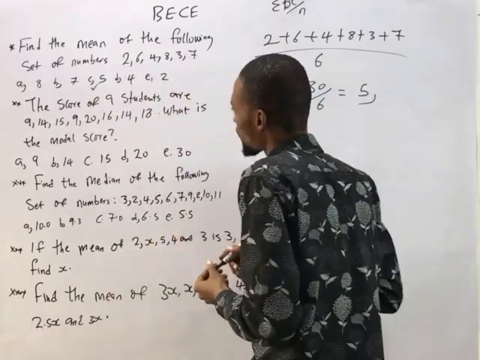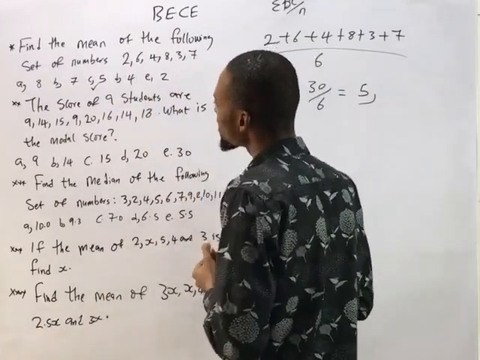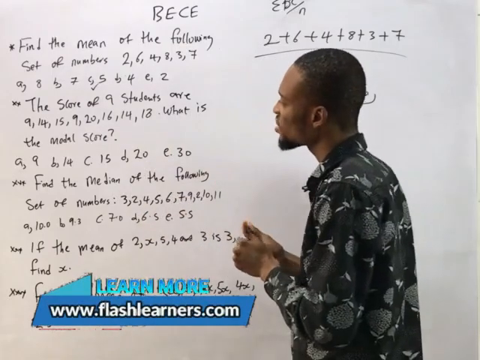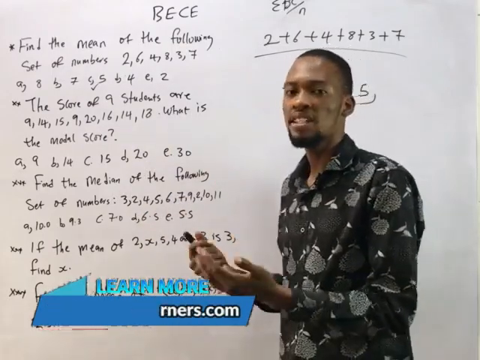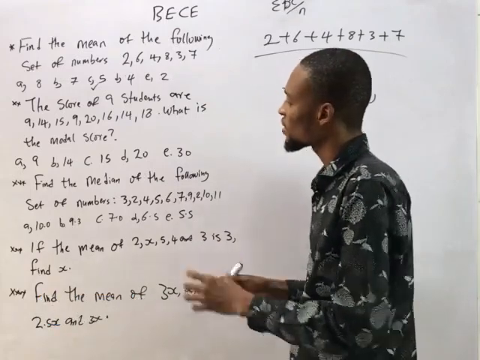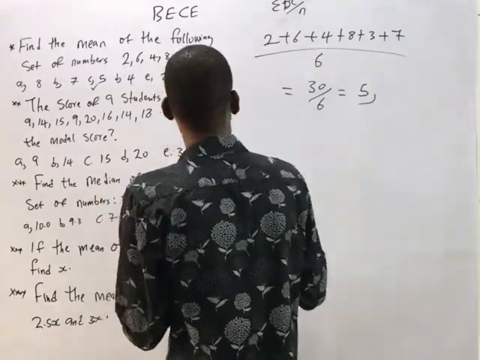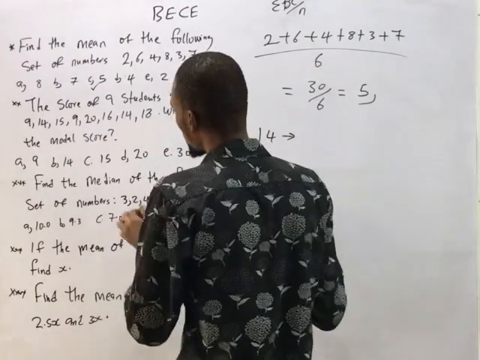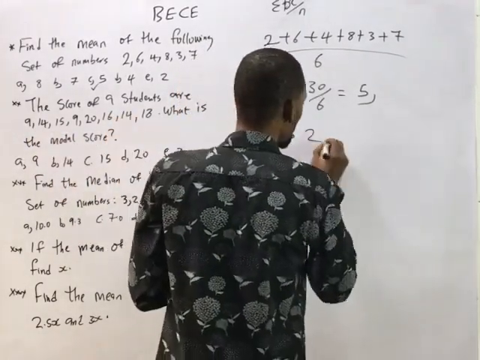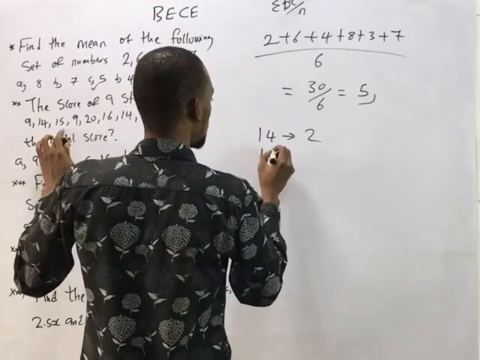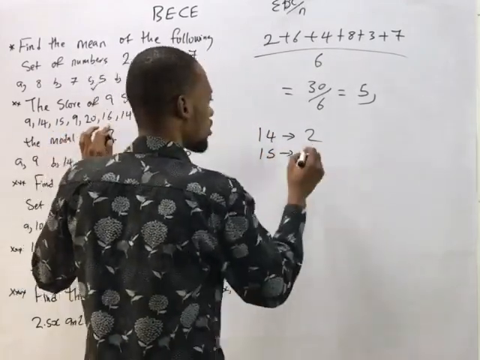That's option C. The second one says, the scores of 9 students are, these are the scores. What is the modal score? Modal score is simply the score that appears most. So let's analyze the scores. The first score is 14. How many times did 14 appear? 1, 2. 14 appeared 2 times. Now let's see 15. How many times did 15 appear? 15, just once.